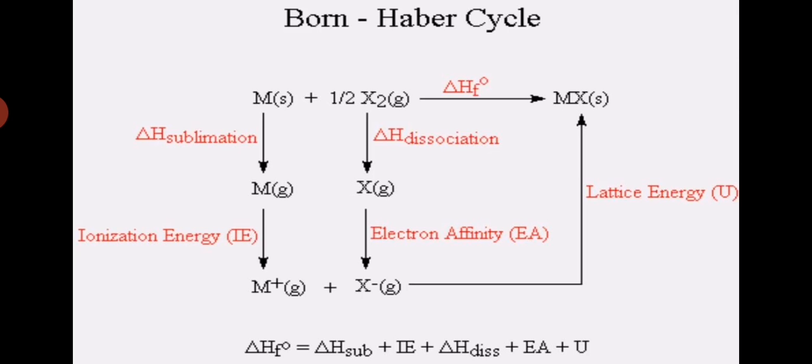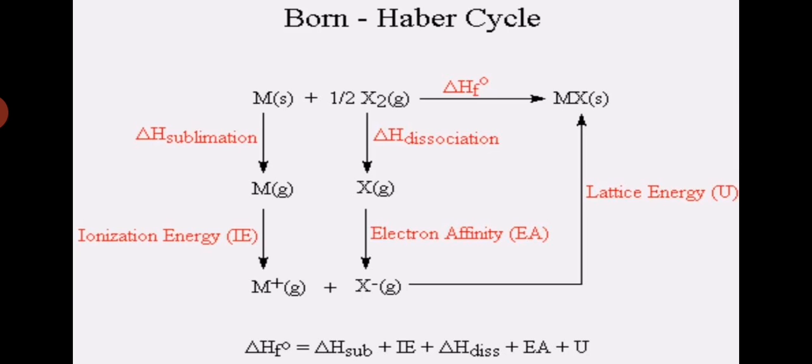So generally, we describe the Born-Haber cycle by this method: M, that means metal in the solid state, plus half X2 in the gaseous state, gives us MX solid. Here delta H f naught is the change in heat of formation, or enthalpy of formation. Here we have to solve that.